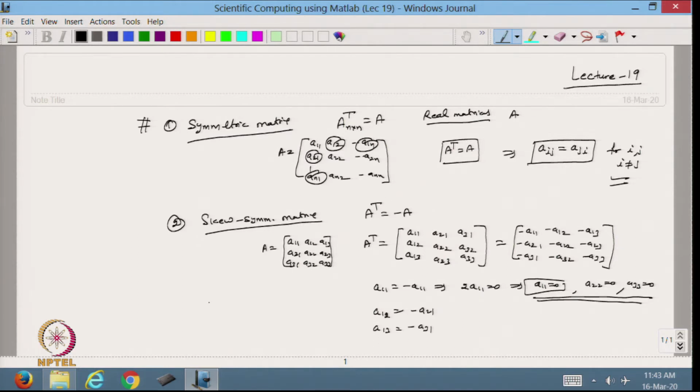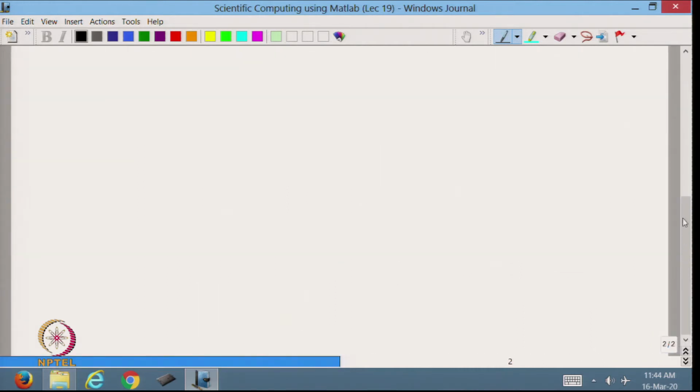Suppose I take a matrix A with diagonal entries 0, 0, 0, then 1, minus 1, minus 2, 2, 3, minus 3. It is a skew symmetric matrix, because each entry is just the minus of its mirror entry: 1 and minus 1, minus 2 and 2, 3 and minus 3. So this is an example of a skew symmetric matrix.